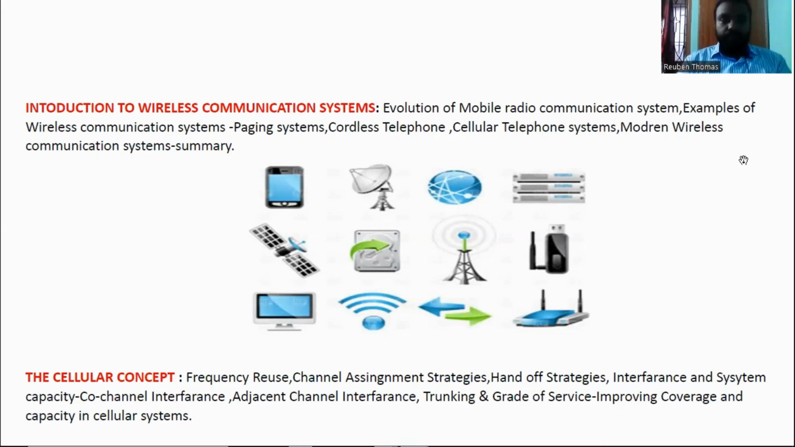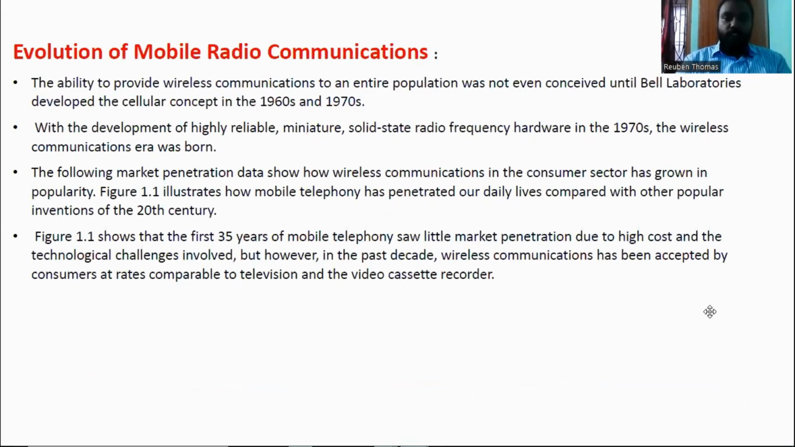First, we go into the evolution of mobile radio communication systems. The ability to provide wireless communications to an entire population was not even conceived until Bell Laboratories developed the cellular concept in the 1960s and 1970s. So it shows that this concept was developed in the 1960s and 1970s at Bell Laboratories.